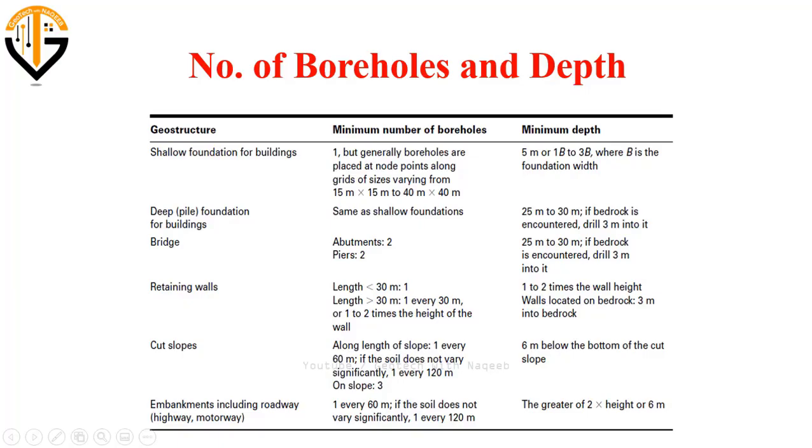And for cut slopes, along the length of the slope, 1 minimum borehole for every 60 meter length. For the depth, 6 meter below the bottom of the cut slope. And similarly, for embankments including roadways, highways, motorways, etc., 1 borehole for every 60 meter. And the minimum depth should be the greater of 2 multiplied by height, or 6 meters. So these are some guidelines regarding the selection of the number of boreholes and their depth.